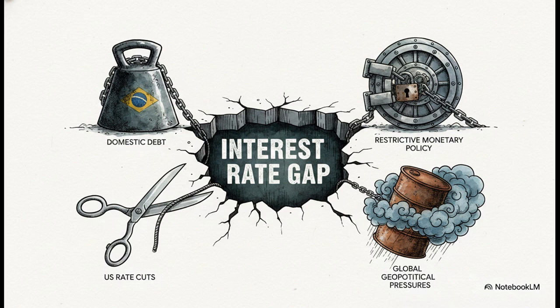Second, a heavily restrictive Brazilian monetary policy. Rates were hiked to 15% recently, with very slow cuts since then. Third, U.S. Fed rate cuts. The U.S. has aggressively slashed rates down to the 3.5% range, automatically widening the gap. And fourth, geopolitics. Global conflicts, especially in the Middle East, have pushed oil prices above $100 a barrel. That imports inflation globally and forces countries like Brazil to keep their rates high just to protect their currency.